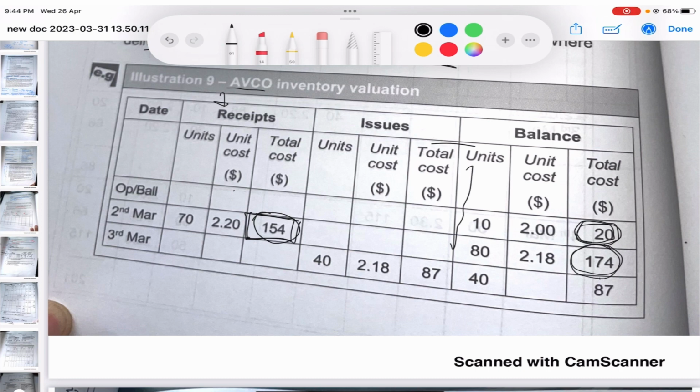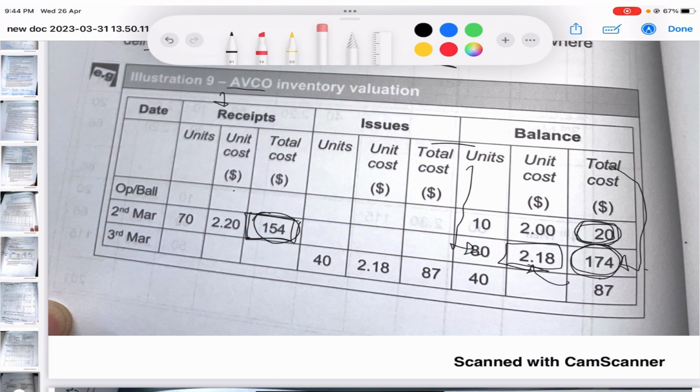Now if I have number of units as 80 and I have my total cost as 174, how do I find out my cost per unit? Total divided by number of units. So 174 divided by 80, what is that going to be? 174 divided by 80 is going to give me 2.175, which is 2.18.